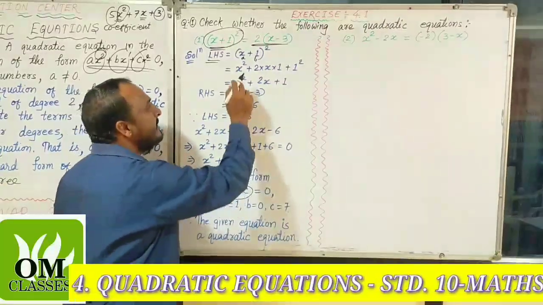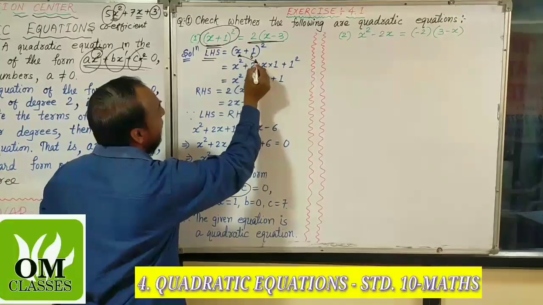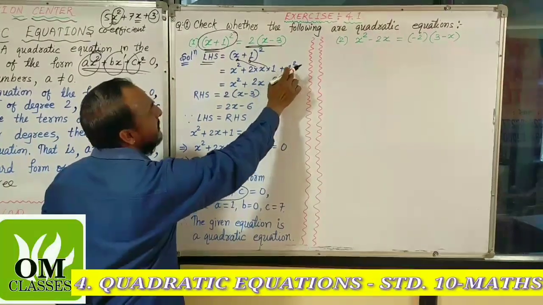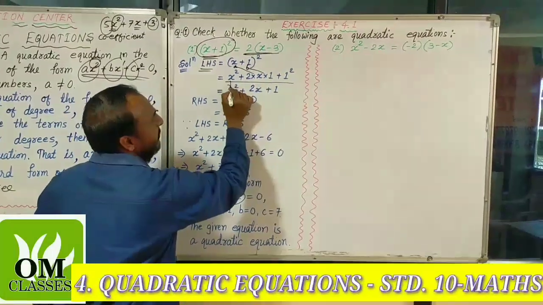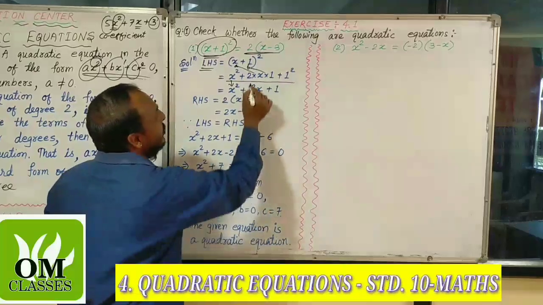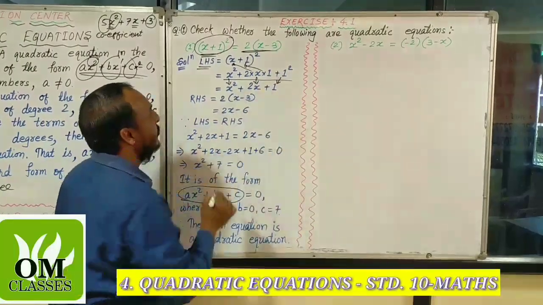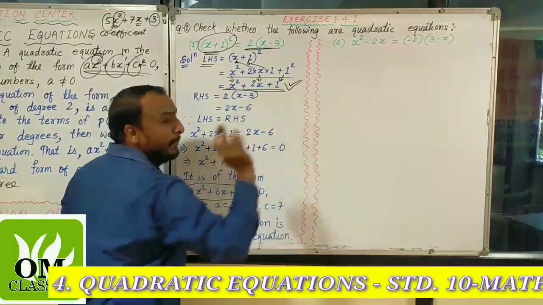So we can write this as x means x square plus 2ab means x into 1 plus b square means 1 square. Now when you solve this, x square will be written as it is, 2 into 1 into x means 2x and 1 square is 1. So it becomes x square plus 2x plus 1. This is your LHS. Keep it in mind.